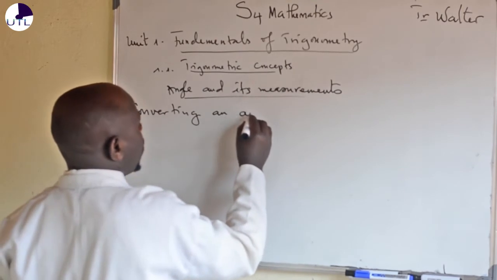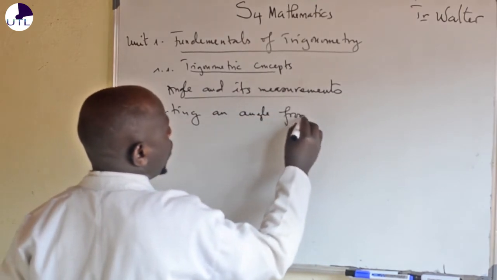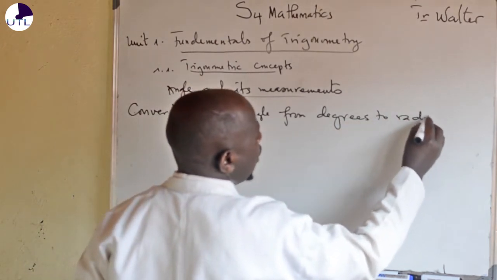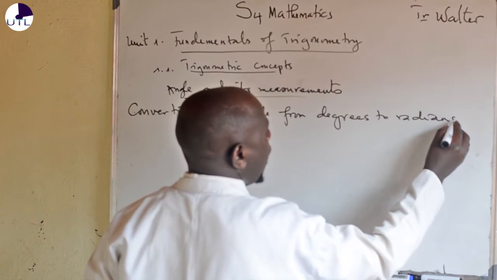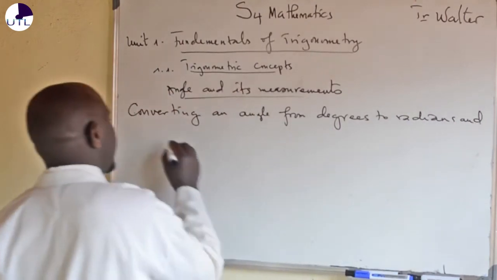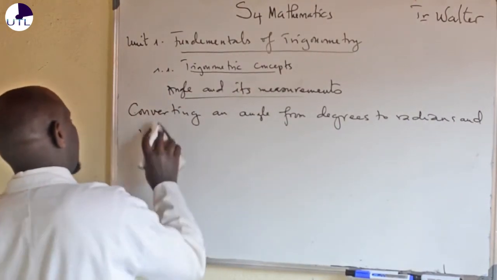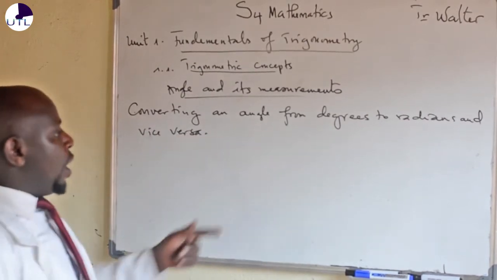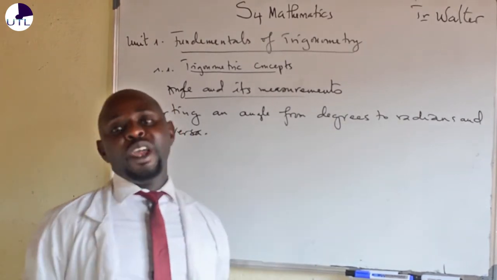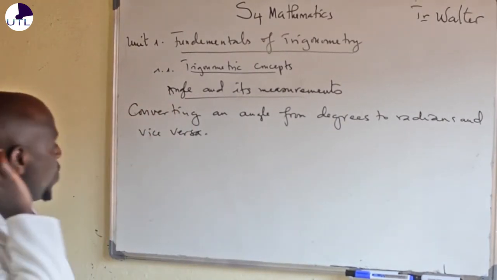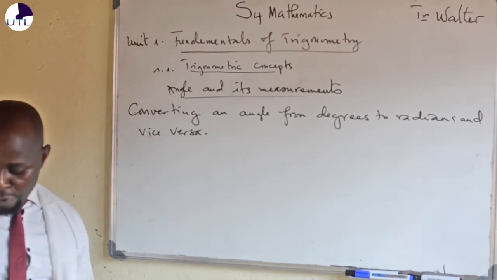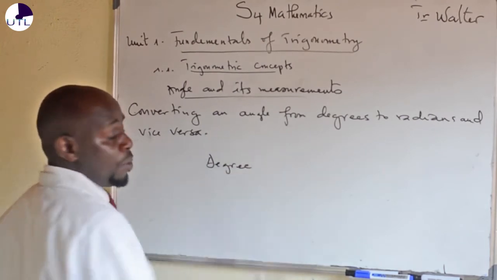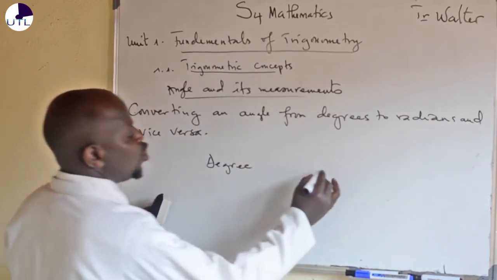So let's see converting an angle from degree to radians, and vice versa. This means we can also convert from radians to degree. It will depend on what we want. Ladies and gentlemen, if we want to convert from degree to radians, we shall use this diagram. We have from degree to radian.